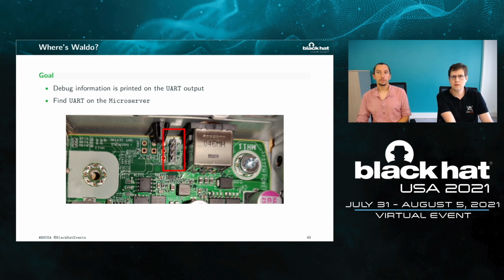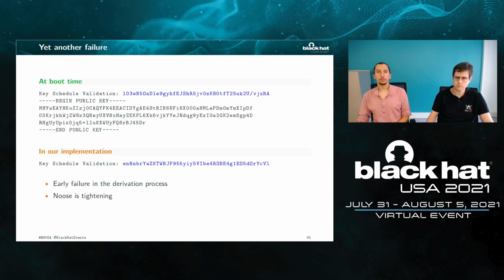So we started probing some pins on the server motherboard to find the UART, and we finally found it. So when we booted the server, we could now see these debug messages. So what we did was, in our implementation, we re-implemented the base64 encoding of this intermediary state, and we saw that the two values were totally different. So it means that we have a failure very early in the derivation process, which is good news.